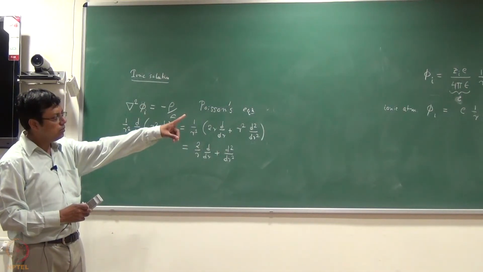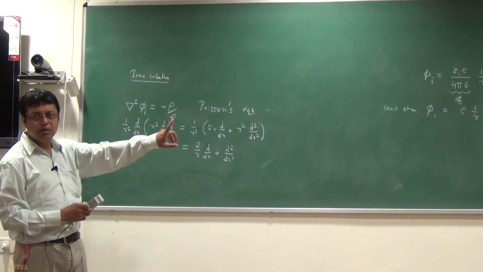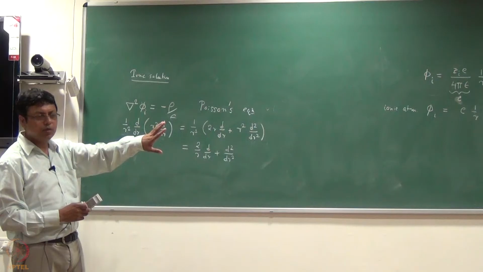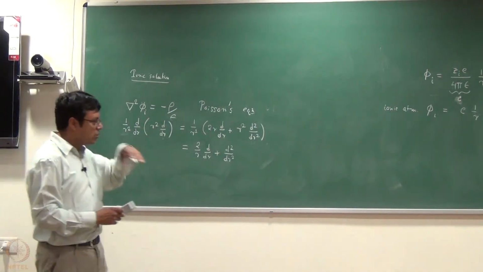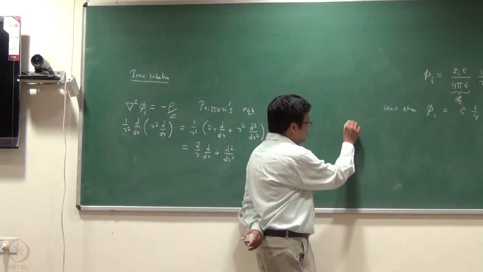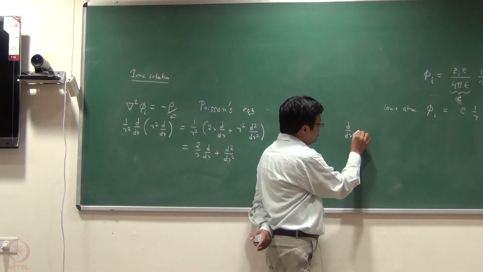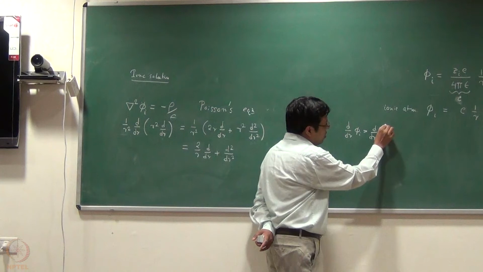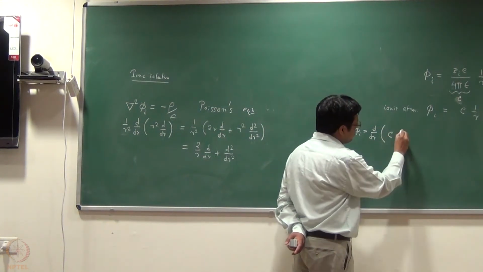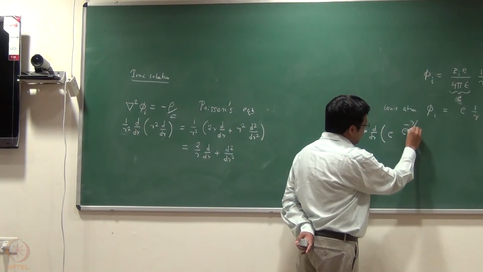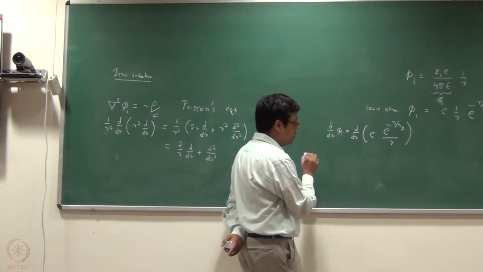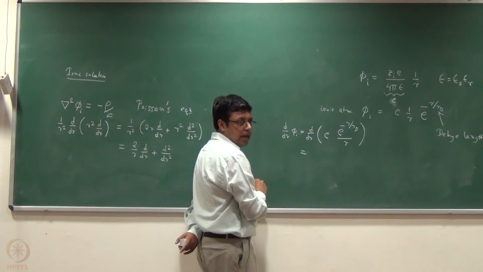Phi has a form which has basically two r parts. One is 1 over r, one is basically e to the power minus r by r0. Okay, so let us do it. Let us first calculate d/dr of phi I, which is basically d/dr of some constant c times e to the power minus r by rd divided by r. Clear? Okay. Again, chain rule.